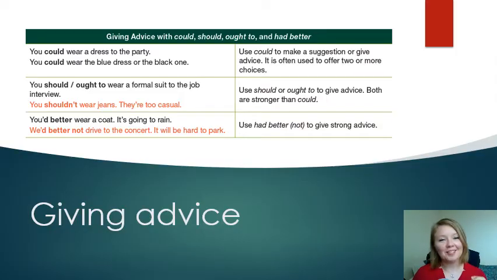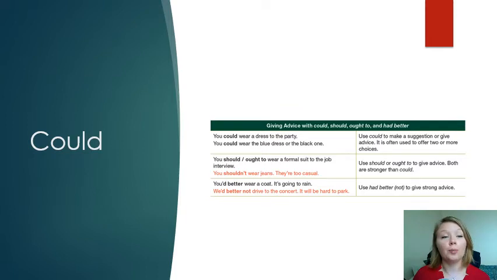So we have seen this chart many times, and we're going to, one more time, go through how to give advice using could, should, ought to, and had better. If you remember, in session 1, we gave fashion advice, like you ought to wear a suit. You had better not wear pajamas. So let's go ahead and review how we make suggestions and give advice using these verbs. Let's start with the verb could.